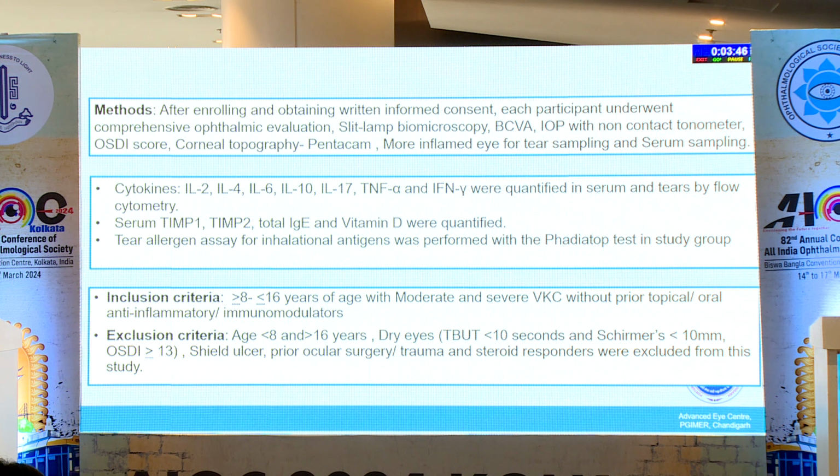In the study groups, we evaluated the cytokines interleukins 2, 4, 6, 10, 17, tumor necrosis factor alpha, and interferon gamma from tear and serum of these patients using flow cytometry. Serum tissue inhibitor of matrix metalloproteinases 1, 2 were done using ELISA. Total IgE and serum vitamin D were quantified, and tear allergen assay was done using the FADIA-TOF test. We included patients older than 8 years and younger than 16 years, and excluded patients who were already on topical steroids or were steroid responders.